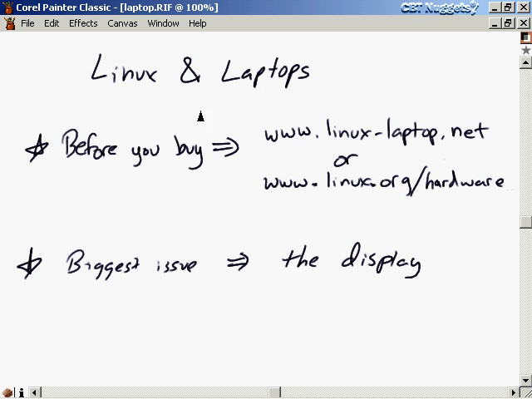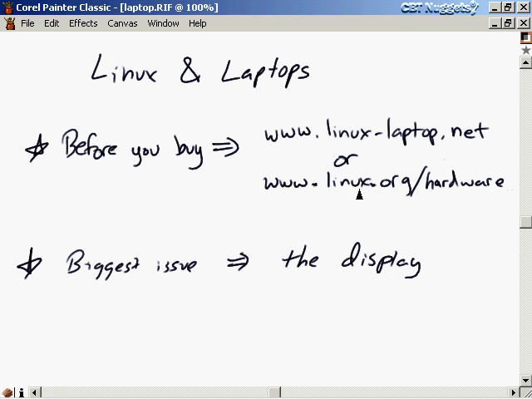Before we wrap up, I just want to talk a little bit about Linux and laptops. Basically, if you're buying a laptop with the intent of running Linux on it, you should really consult one of these websites before you do that, just so that you can see what laptops have had Linux successfully installed on them, which ones are more of a hassle, that kind of stuff. Linux-laptop.net is one site here, and linux.org/hardware is the other site. They both have a bunch of information about running Linux on laptops. They have user accounts of installing Linux.